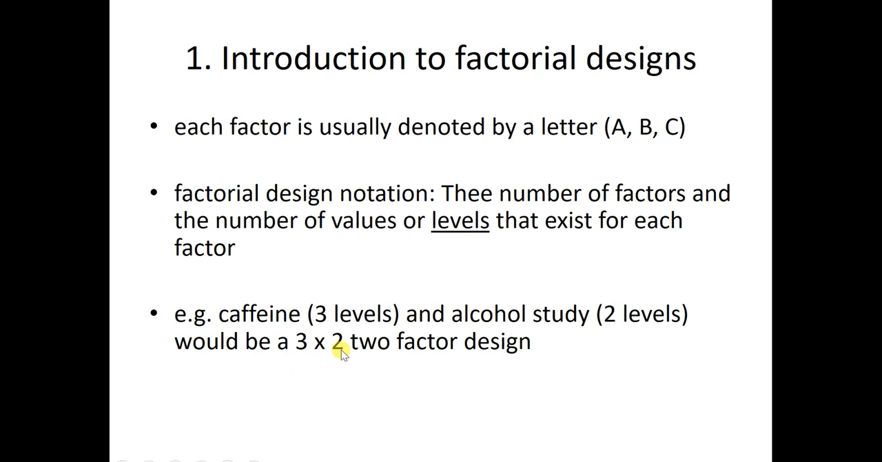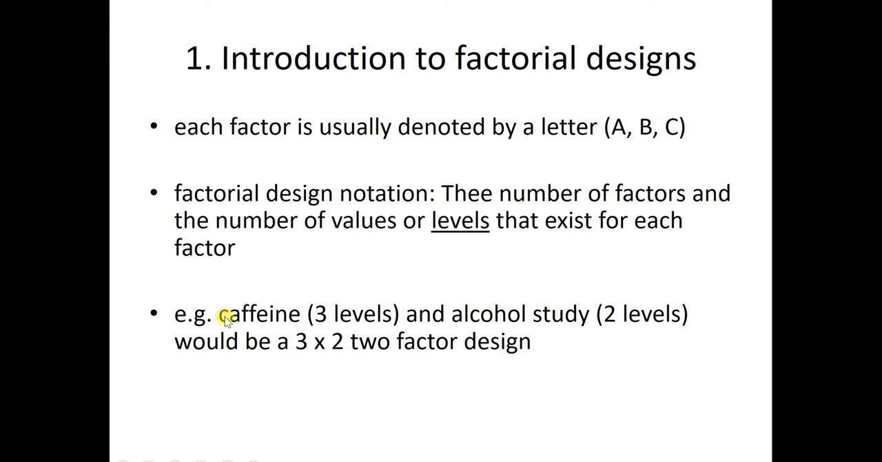So 3x2, we have two integers, the integer 3 and the integer 2. So we know we have two independent variables. Now the value of the levels, in other words, what the number itself, the value of the number, tells you how many levels of the independent variable there are. Here it's 3 because there are three levels of the independent variable. And here it's 2 because there are 2 levels of the independent variable.